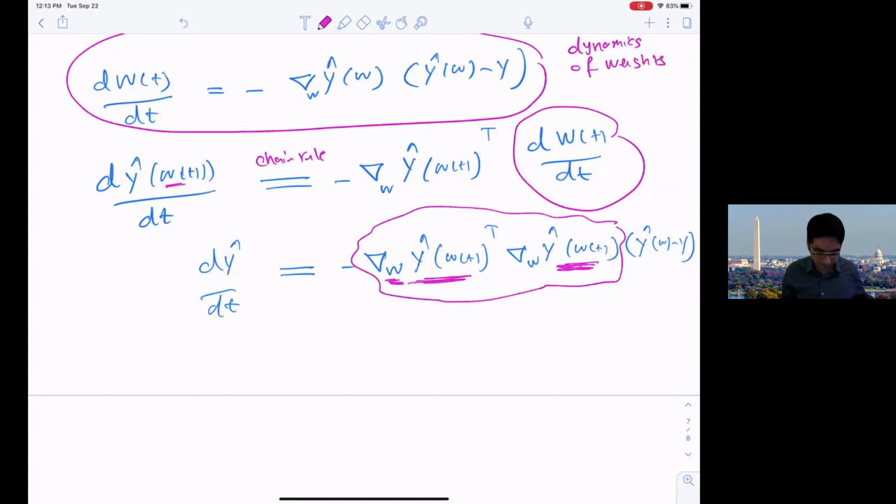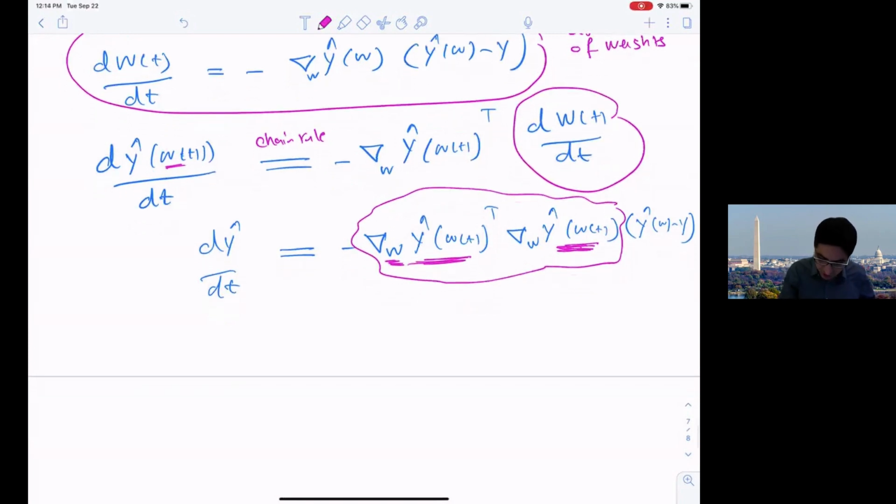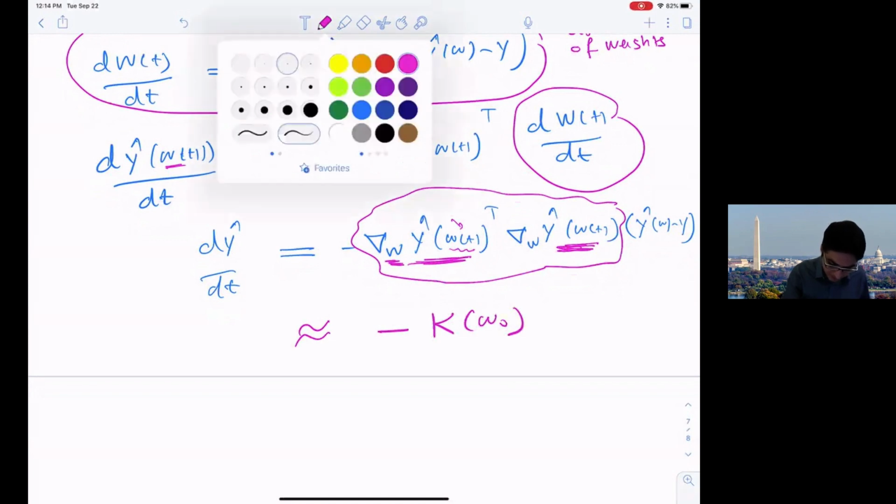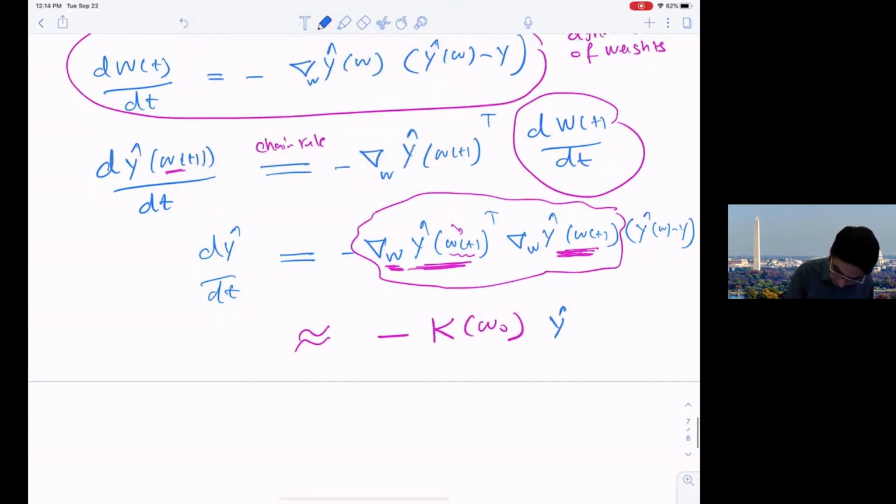That's it. That's NTK. So that is my neural tangent kernel, but here evaluated in general at W_t. I know I can approximate it with my NTK, let's say my kernel evaluated at W_0. So I'll basically get y hat(W_t) minus y, and I replace this with my NTK. So this is basically the dynamics of my output: my NTK evaluated at initialization times y hat minus y. This is the approximation that we have here.